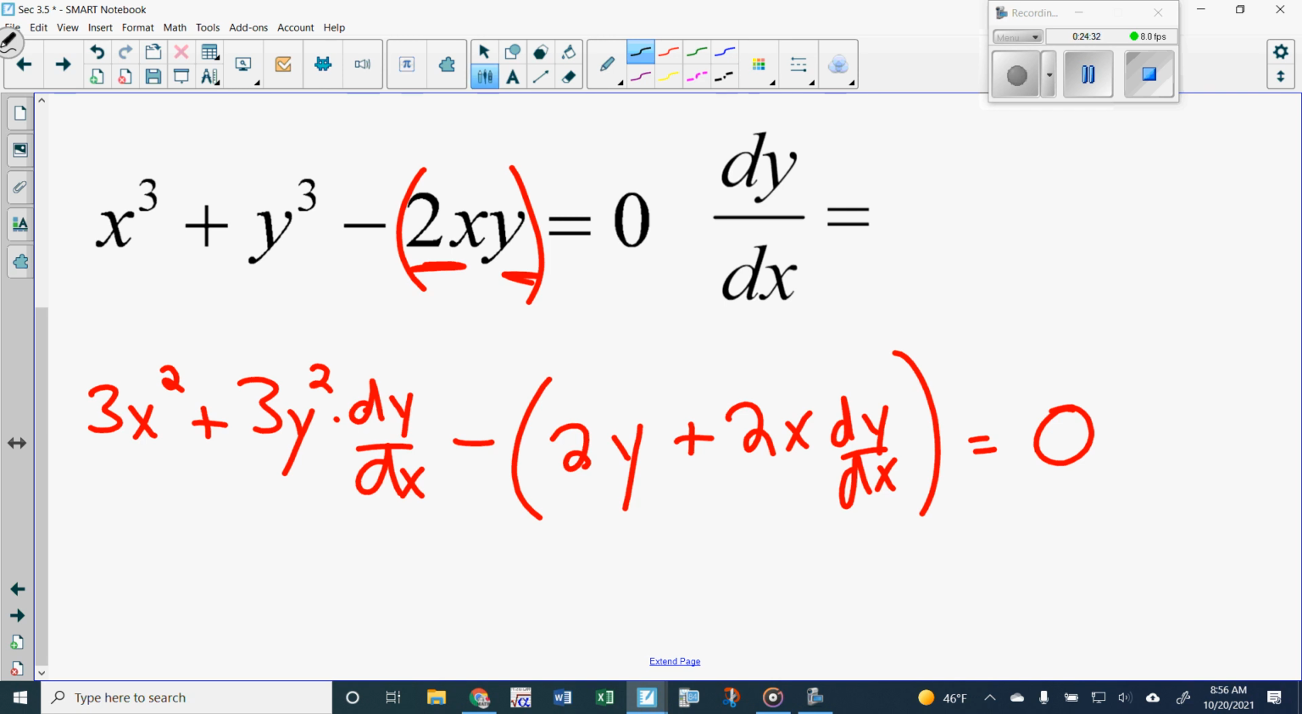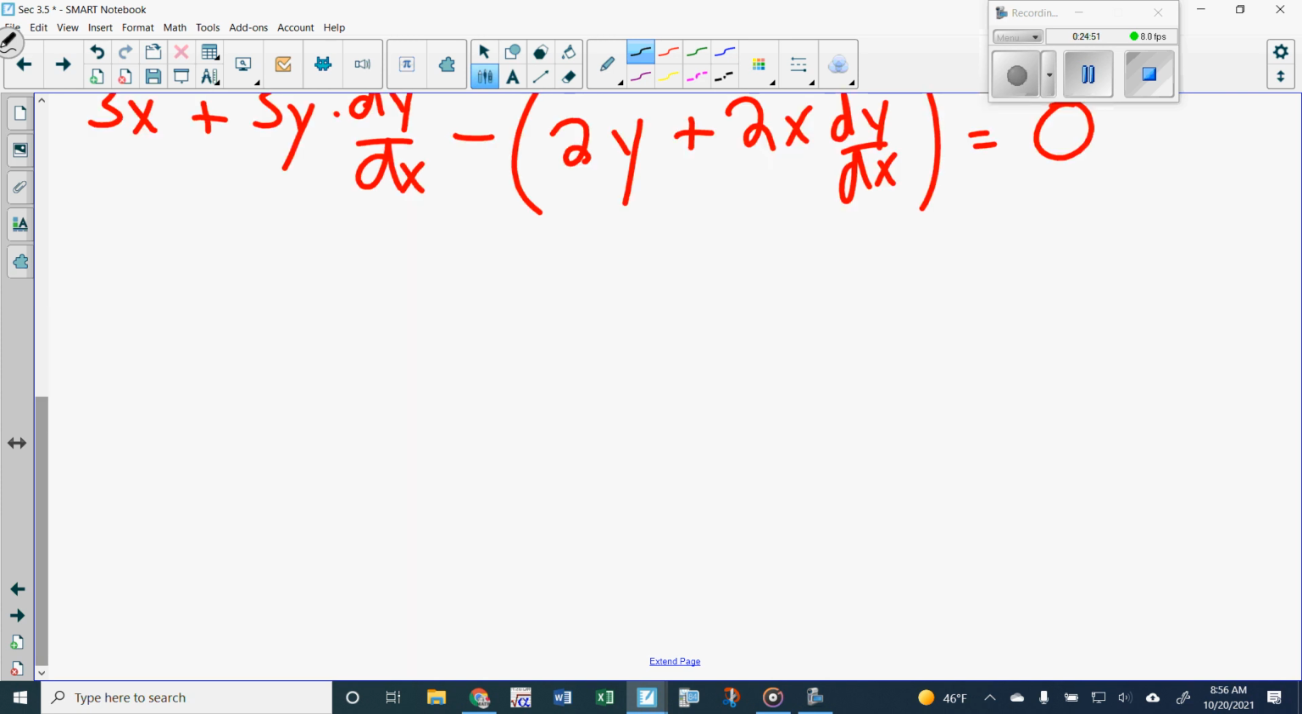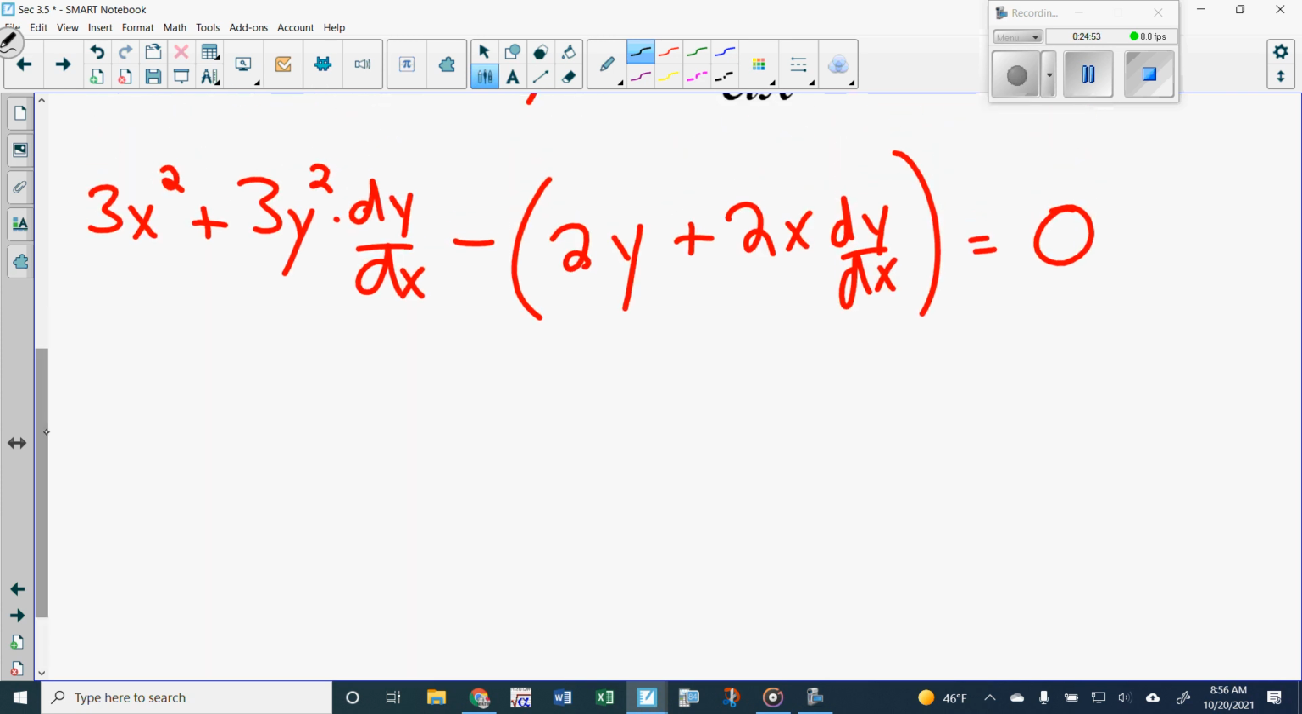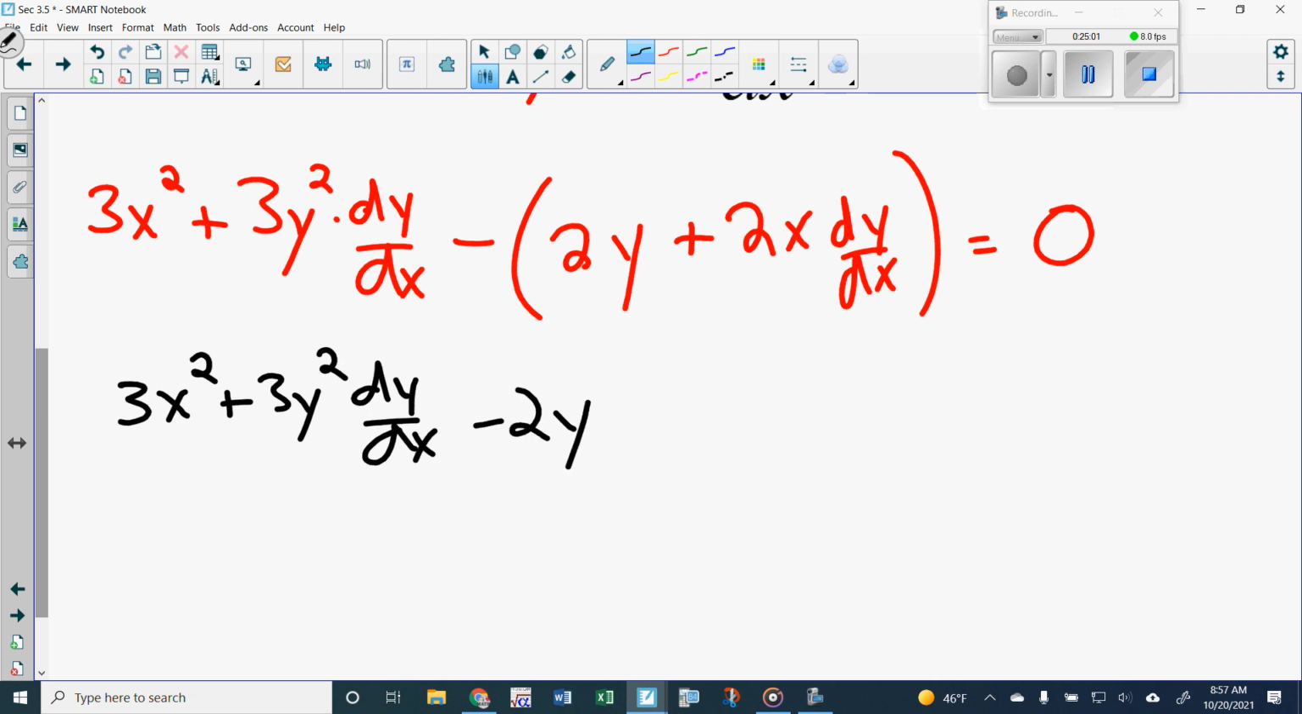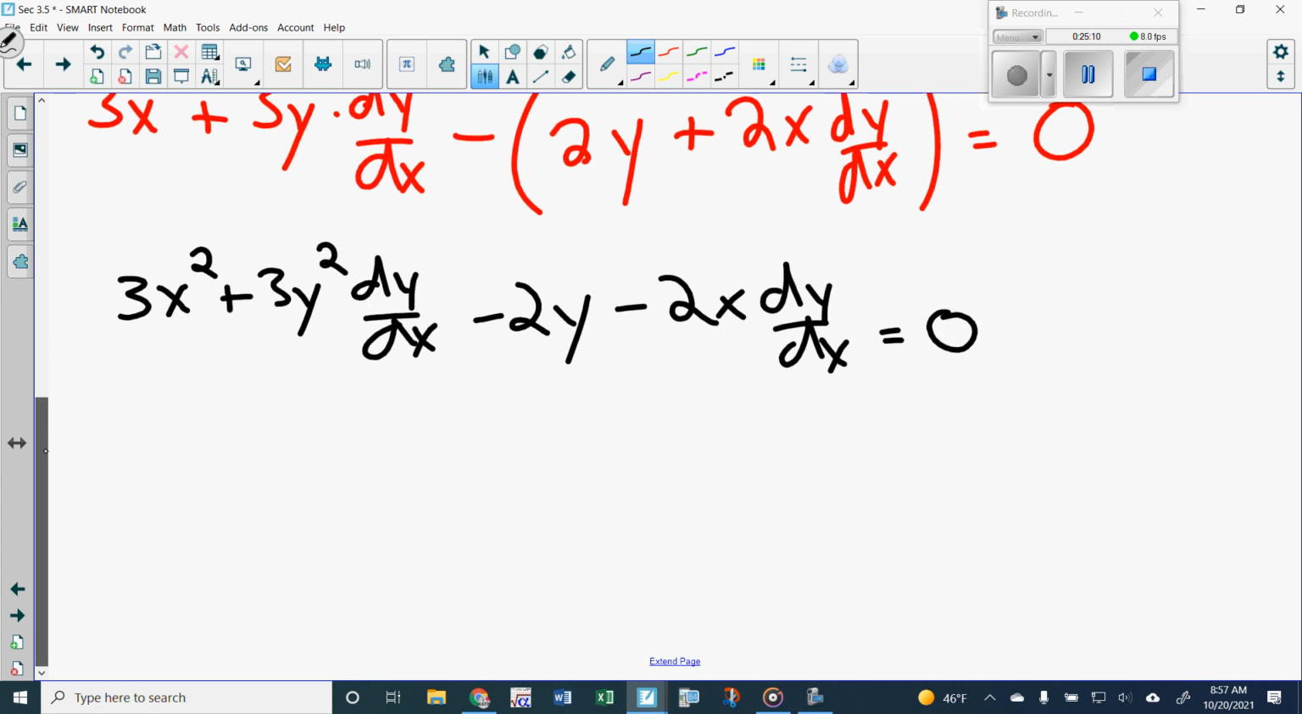Now what? Now the calculus is over. Now it's just simple algebra. Solve for dy dx. Very simple. So I'm going to subtract 3x squared. The first thing I'm going to do is get rid of the parentheses. 3x squared plus 3y squared dy dx minus 2y minus 2x plus 2. It's minus, because you distribute the negative 1.